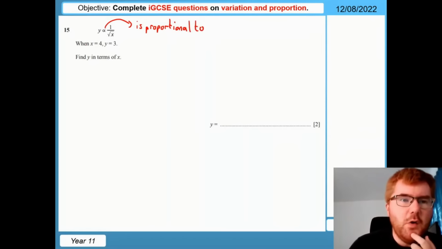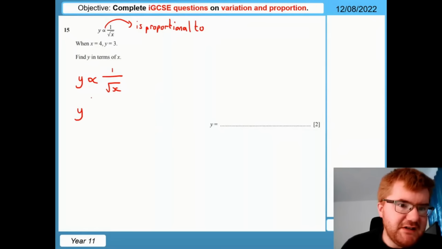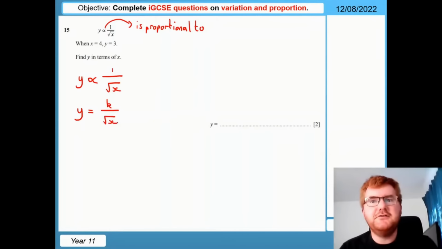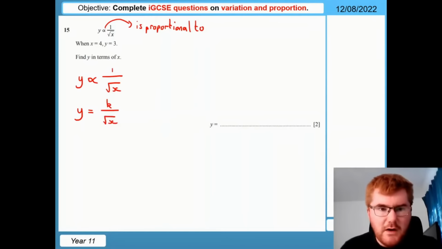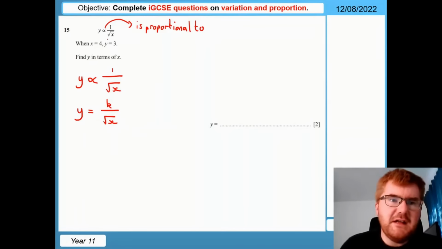So the way we do this is we still leave y exactly where it is. We change this to an equals, and where we'd have a 1 at the top here, we change that to a k. Again, if you want more detail on exactly this process, then do check out the video above as well. And at this point, we then just substitute these values in. This helps us work out what k is going to be.